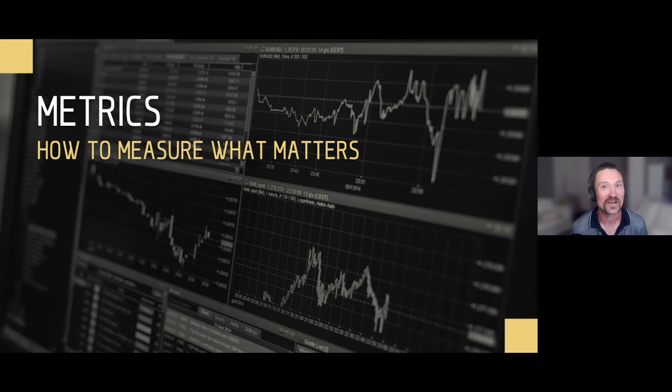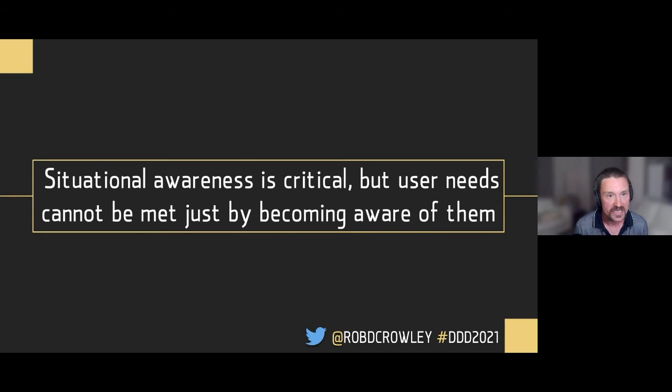And so probably my favorite part of this talk is the metrics. And this is really how you measure what matters. So when I said make the business outcomes your goal, this is really how you define what to measure. And situational awareness is absolutely critical, but user needs, well, they can't be met by just becoming aware of them. So the single most important question you can ask is, is this work aligned with our user needs?